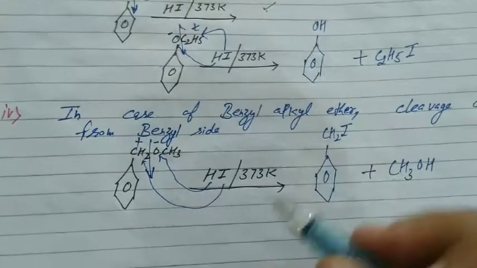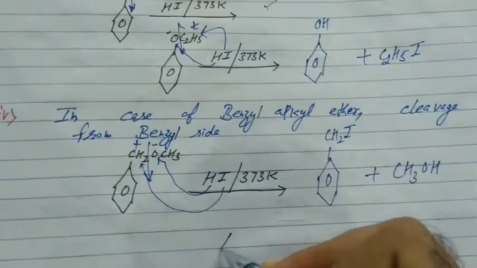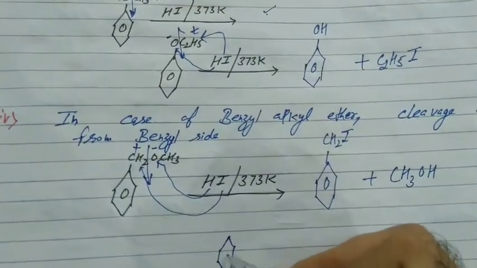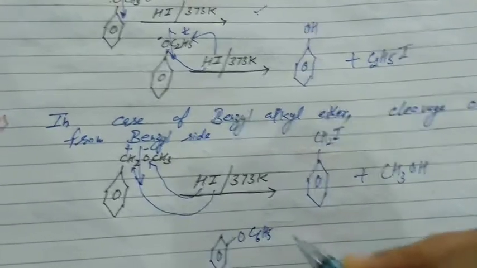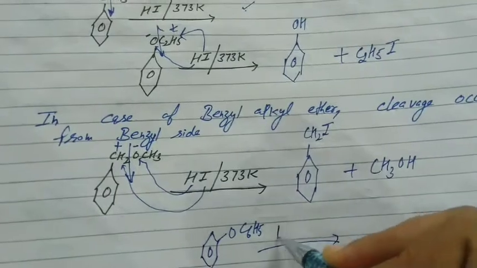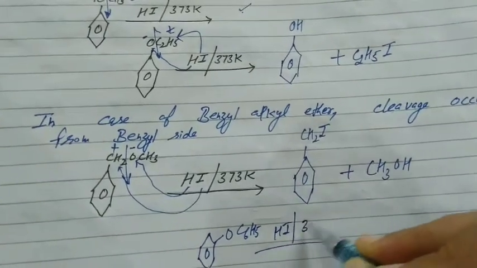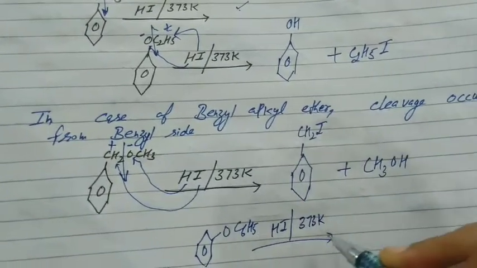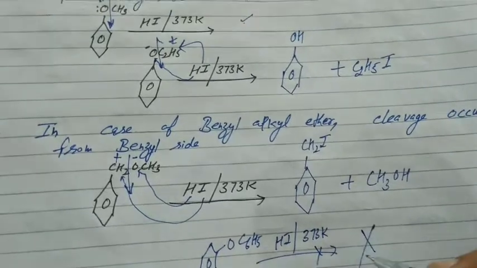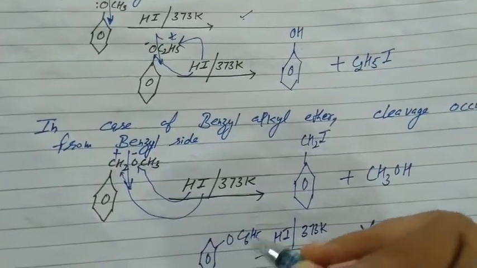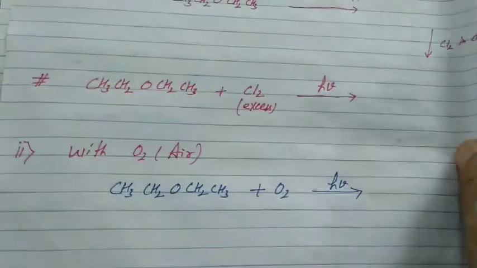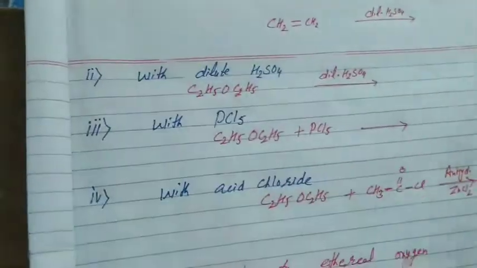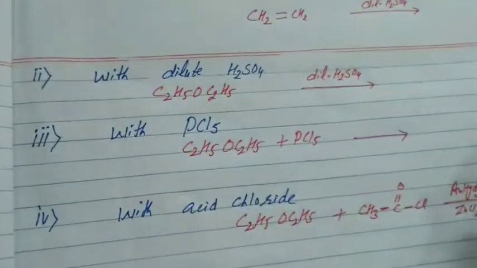Students, in case of diaryl ethers, the reaction does not proceed. C6H5 or C6H5, it is diphenyl ether. Upon treating it with HI at 373 Kelvin, what will happen, students? Reaction does not proceed. Oxygen is in resonance with the phenyl group, giving double bond character, and breakage becomes difficult. That's the simple answer. After this, students, second reaction with dilute H2SO4.